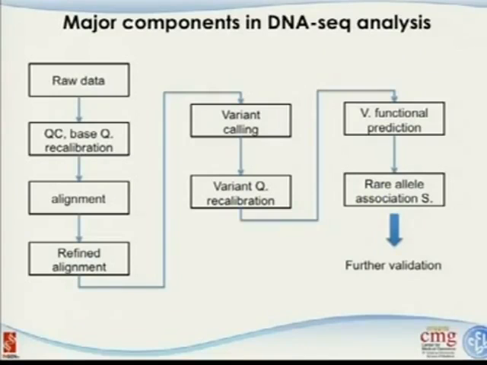And the bioinformatics approach related to the DNA sequencing, so these are the general major components in the analysis: raw data, base quality recalibration, alignment, refined alignment, variant quality, variant recalibration, and then the next part will be the functional prediction and the rare allele association. And these are further on, I think it was on the third lecture of the DNA sequencing part. And of course, after that, we'll need to have further biological validation on that. So there's one slide that I'm going to talk about, which is the function prediction.